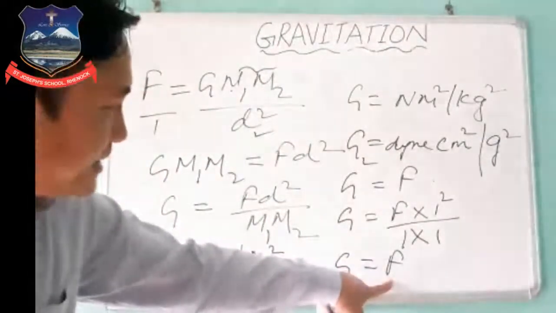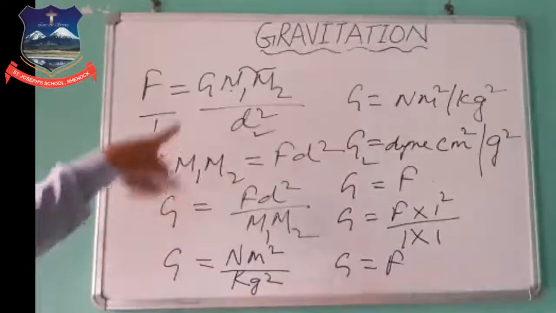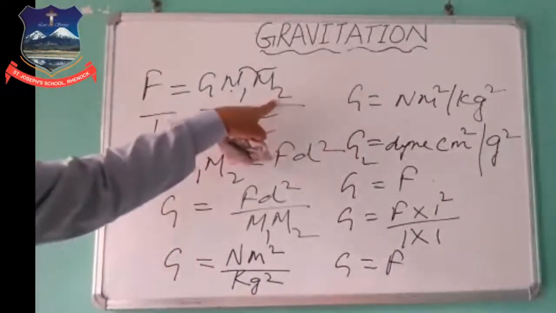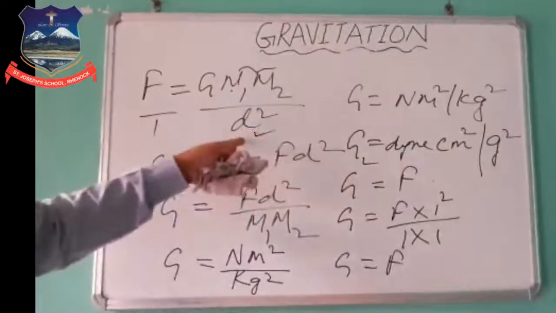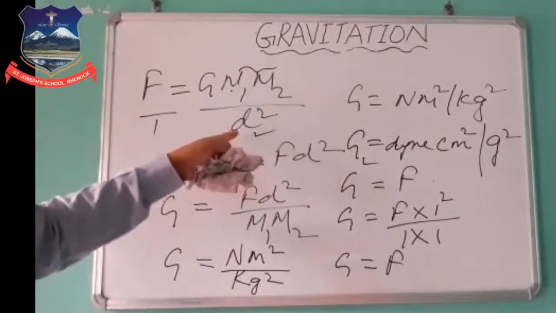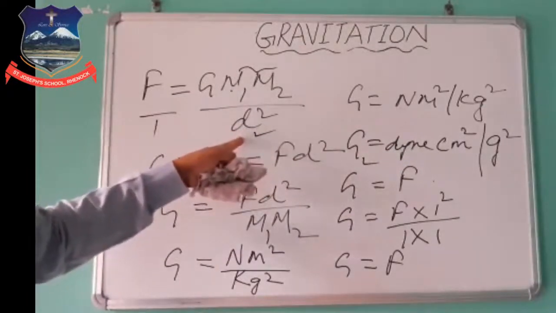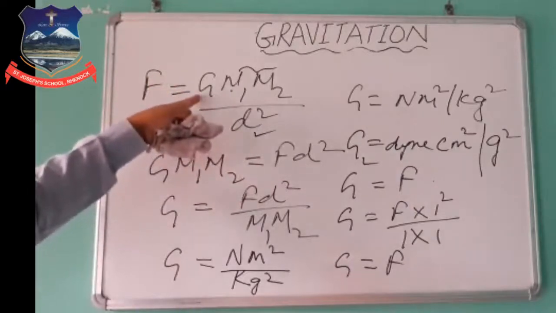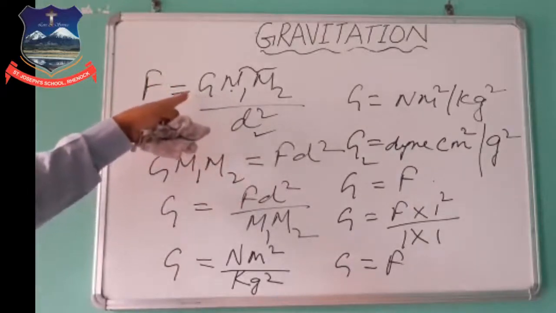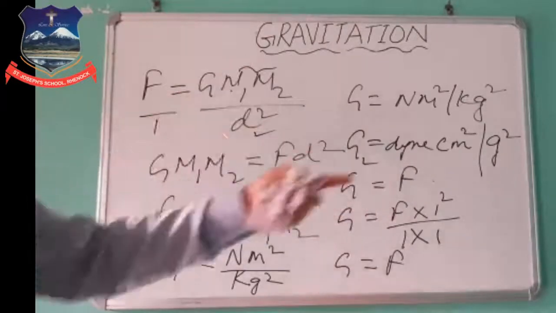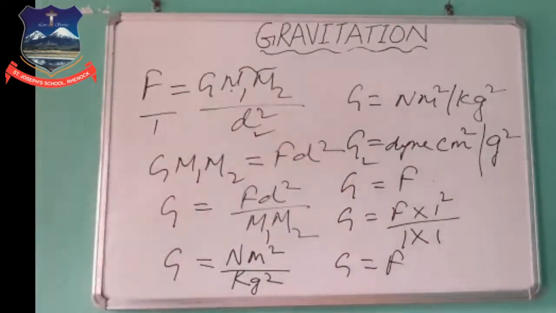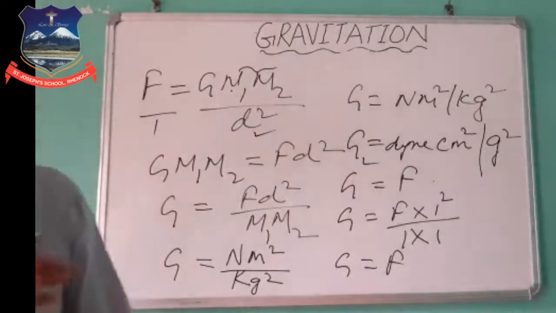Therefore we can say that the gravitational constant does not depend upon the masses of the bodies, whether a larger mass or a smaller mass, and also does not depend upon the distance between the two bodies. Since the value remains the same, it is a universal constant, and it does not depend upon the mass of the body and the distance.